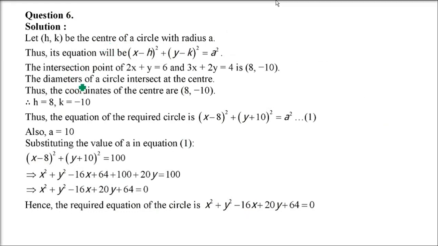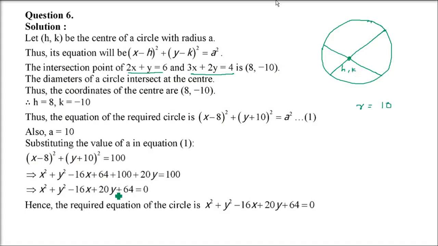The next is, if the equations of two diameters of a circle are 2x plus y equals 6 and 3x plus 2y equals 4 and the radius is 10, find the equation of the circle. So when we have a circle, if you take one diameter and another diameter, wherever they intersect, that is the center of that circle. So first we have to take these two equations, 2x plus y equals 6 and 3x plus 2y equals 4, and try to find out the intersection point. That will be h and k.